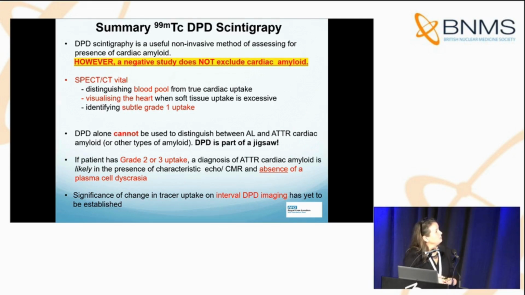DPD alone cannot be used to distinguish between AL and ATTR, or even other amyloid types. It's just part of the jigsaw. You need the rest of the clinical information. And then the statement from that 2016 consensus, if the patient has grade 2 or 3 uptake, a diagnosis of ATTR cardiac amyloid is likely in the presence of a positive echo or CMR and the absence of a plasma cell dyscrasia. And the significance of change in tracer uptake has yet to be established.